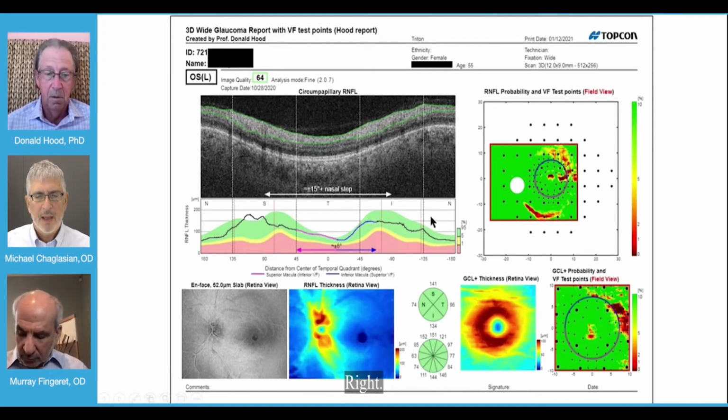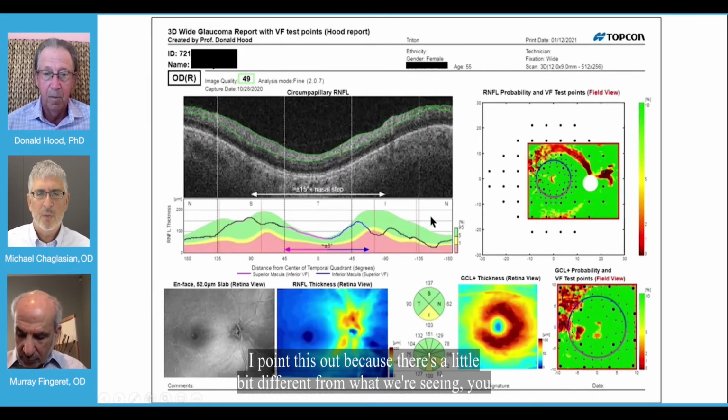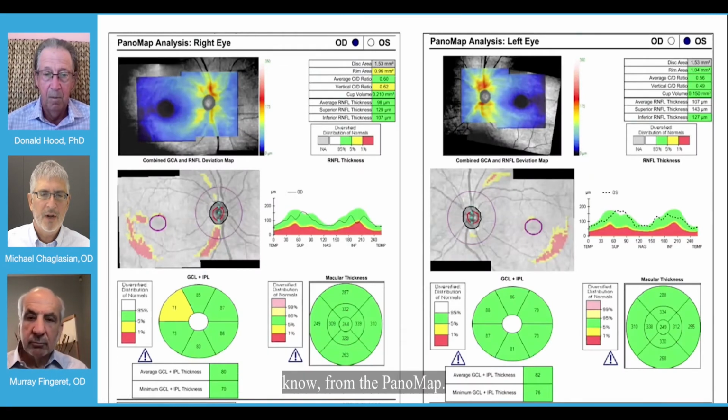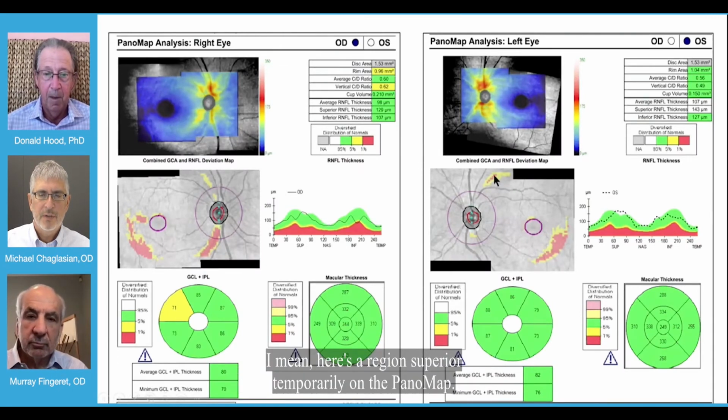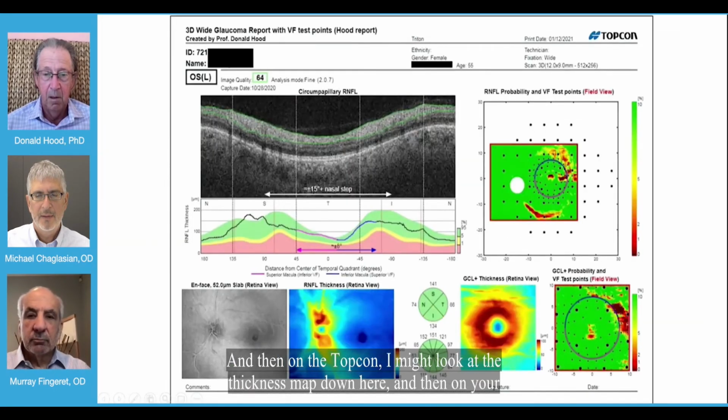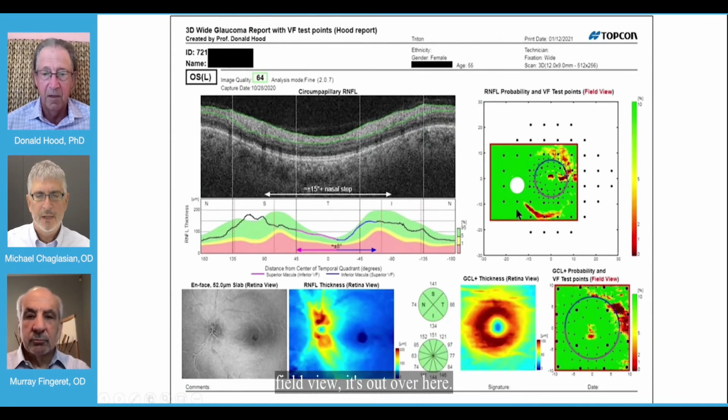Right. I point this out because it's a little bit different from what we were seeing from the pano map. I mean, here is a region superior temporally on the pano map. And then on the TopCon, I might look at the thickness map down here. And then on your field view, it's out over here. Yep.